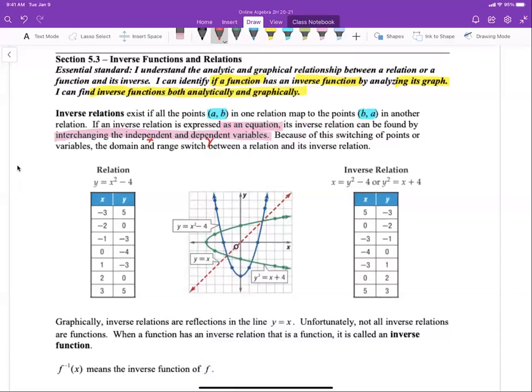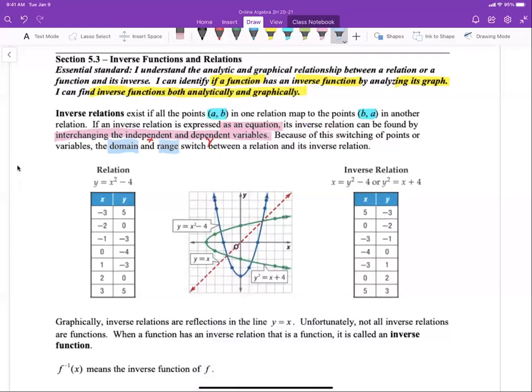Now, again, whether or not it's a function, it has to meet the function rules, one output for every single individual input. All right, because of this switching of points, the domain and range also switch. So what used to be my domain, so what used to be my restriction on my X values, now becomes my restriction on my Y values, and vice versa. Okay, so let's look at some data real quick.